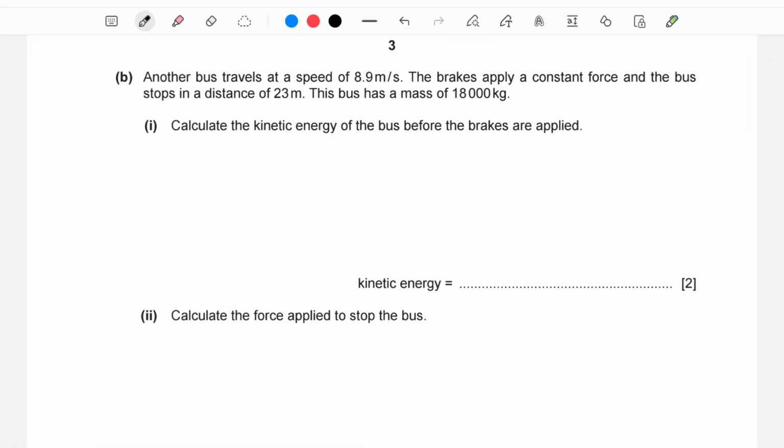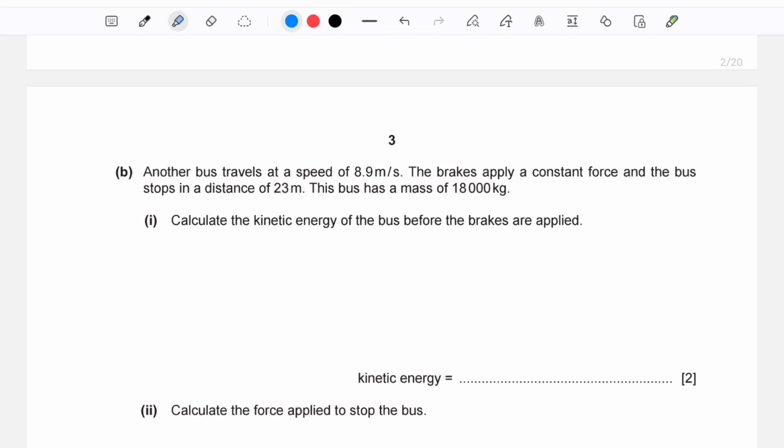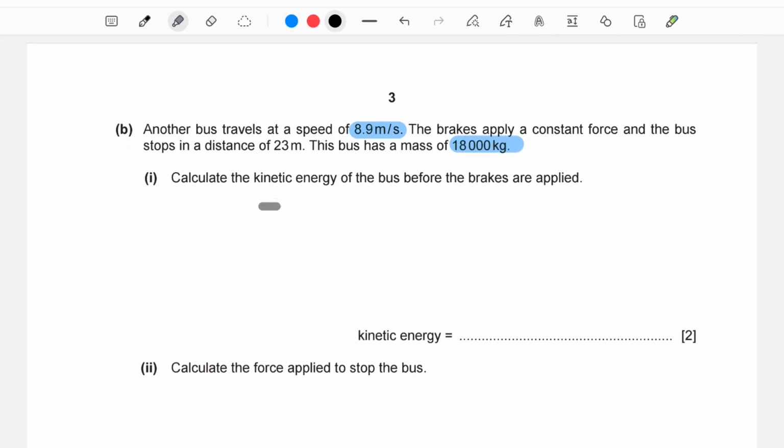Another bus travels at a speed of 8.9 meters per second. The brakes apply a constant force and the bus stops in a distance of 23 meters. This bus has a mass of 18,000 kilograms. Calculate the kinetic energy of the bus before the brakes were applied. Before the brakes were applied, the bus was traveling at a speed of 8.9 meters per second, and we know the mass of the bus is 18,000 kilograms. So we can use the equation for kinetic energy, and we can work out the kinetic energy. And this would give us 7.1 times 10 to the power 5 joules.